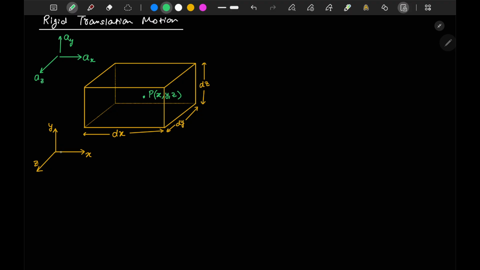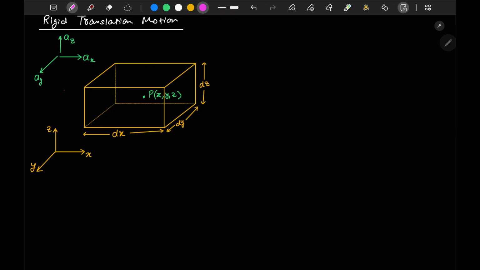Like I mentioned here, previously it should be y only, and it should be z here, because this dimension I consider dz. This should be z, and this is y. So we know the accelerations and we know this point.